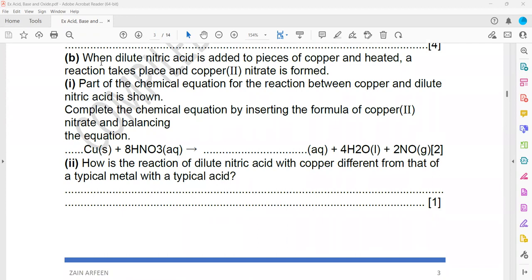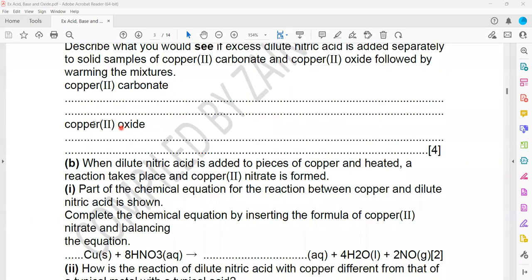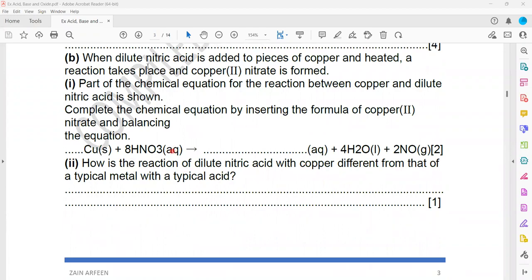In the second part, when dilute nitric acid is added, copper oxide is black in color. The copper oxide is a black solid, copper carbonate is a green solid. When dilute nitric acid is added to a piece of copper and is heated, a reaction takes place. It forms copper 2 nitrate.